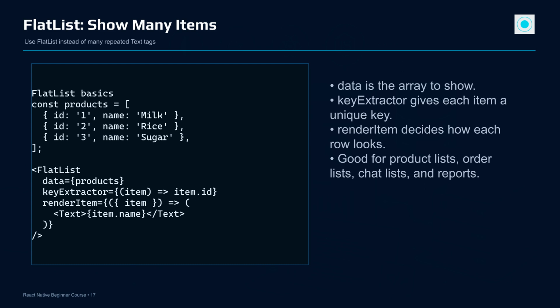When displaying many items, use FlatList instead of repeating text tags. Provide a data array. Use key extractor to give each item a unique identifier and define a render item function to decide how each row should look. This is the ideal approach for product lists, chat histories, or any repetitive data.